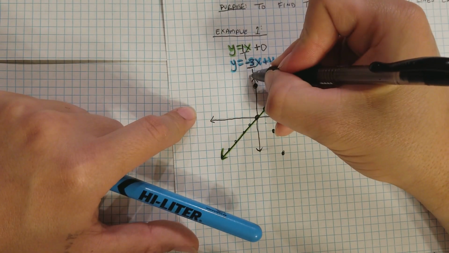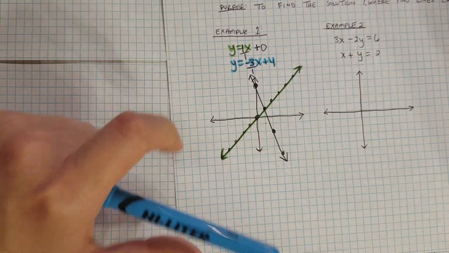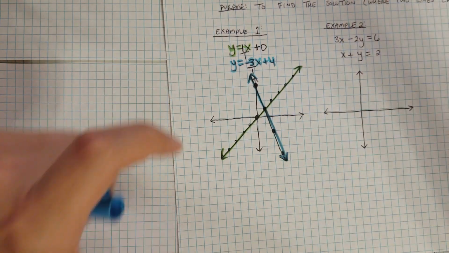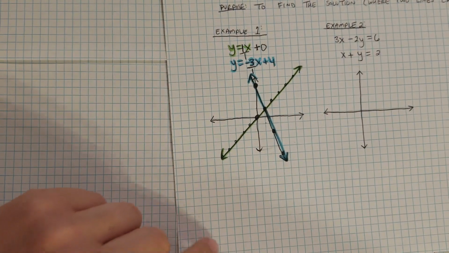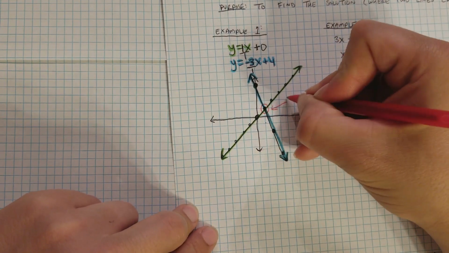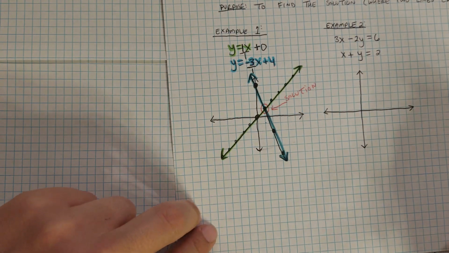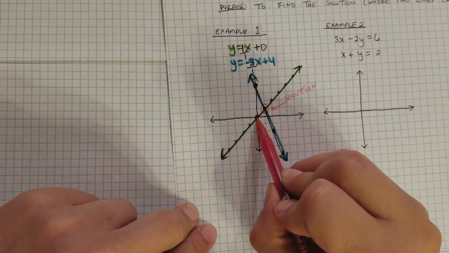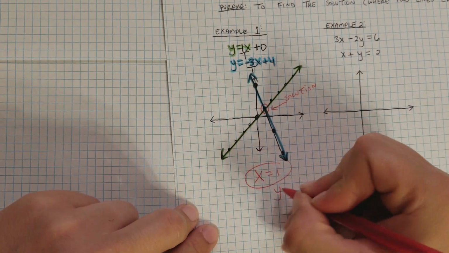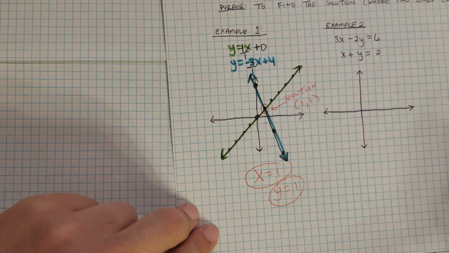Now if I connect those points that I created, I get my second line, which I highlighted in blue. So this is the blue line right here. And the point where they cross is our solution to the system. So all you have to do is figure out where they cross. This point is 1, 1. So x is equal to 1, y is equal to 1, because if you graph that point, it crosses at 1, 1.